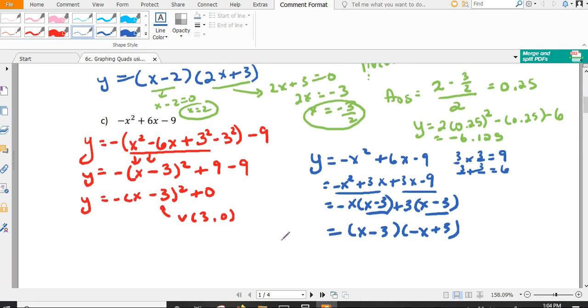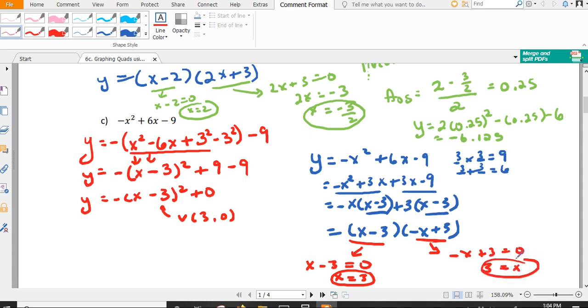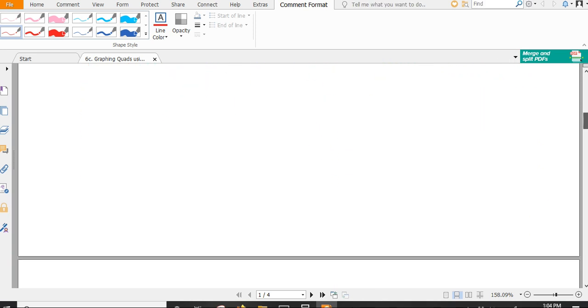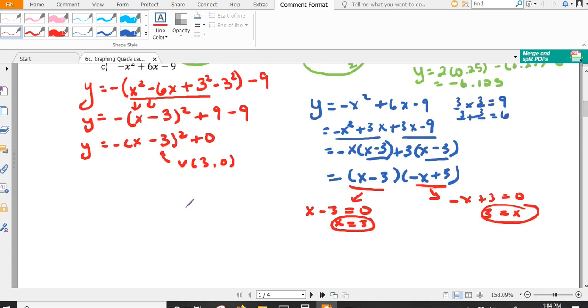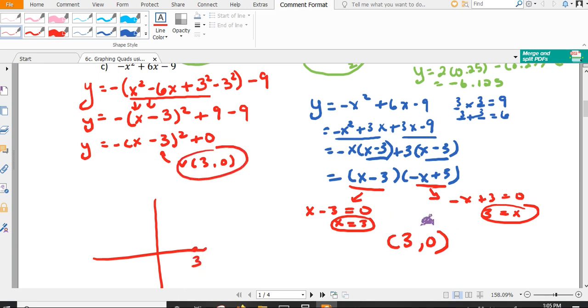Now, what does this mean? Well, it means our x-intercepts are x minus 3 equals 0, so x equals 3. That's one of my x-intercepts. Here's another, negative x plus 3 equals 0. Now I'm going to move the x over instead of the 3, because if I move the x over, it makes it positive. So 3 equals x. Look at this. Well, what does that tell us? Well, that tells us that there's only one x-intercept, which is at 3, 0. So 3, and my vertex is also 3, 0.